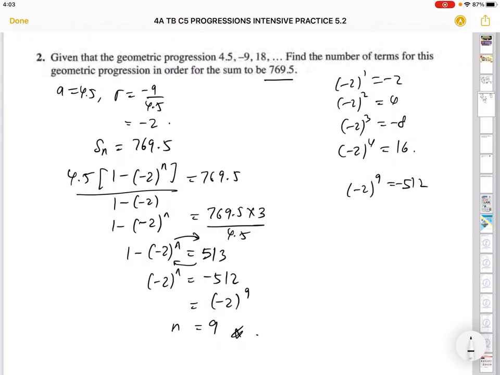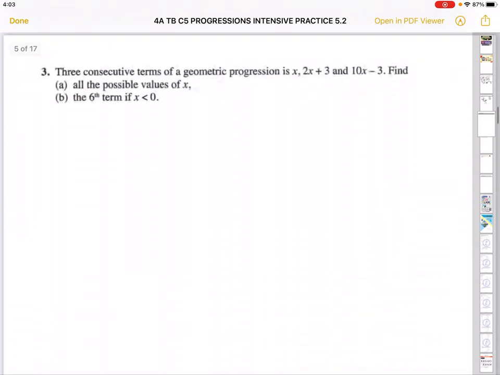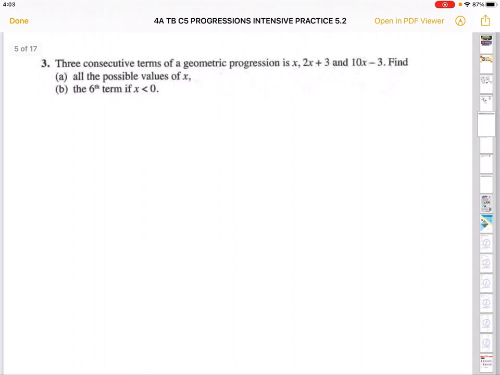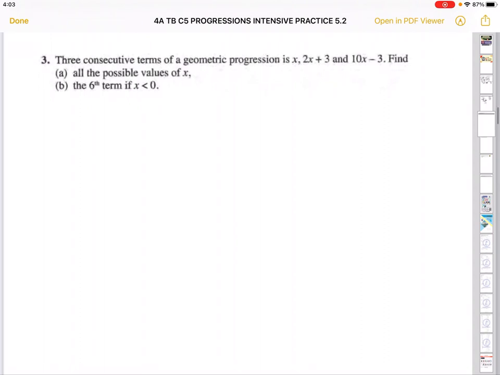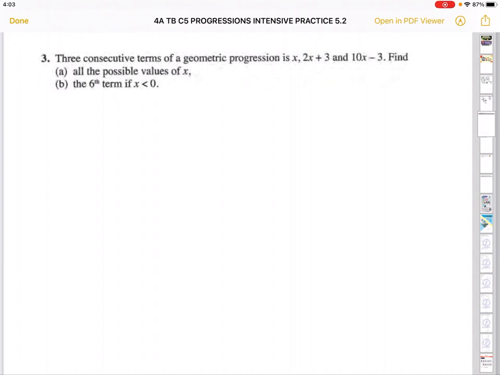Okay, let's move on. Question number 2, we're done. Let's look at question number 3. In this question, you're supposed to find the possible value of x, given that this is a geometric progression.